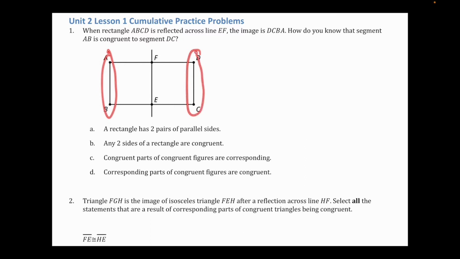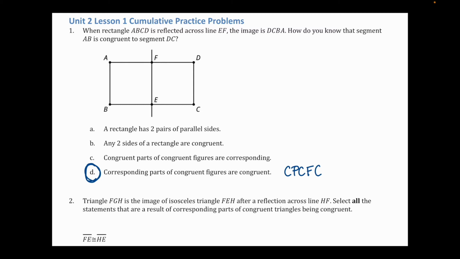So this isn't asking how we know the rectangle is congruent to its image. It's how we know that the two segments are congruent to each other. Because we know the two rectangles are congruent to each other, we know the two segments are congruent because of choice D right down here. Corresponding parts of congruent figures are congruent. So you'll see this as CPCF.